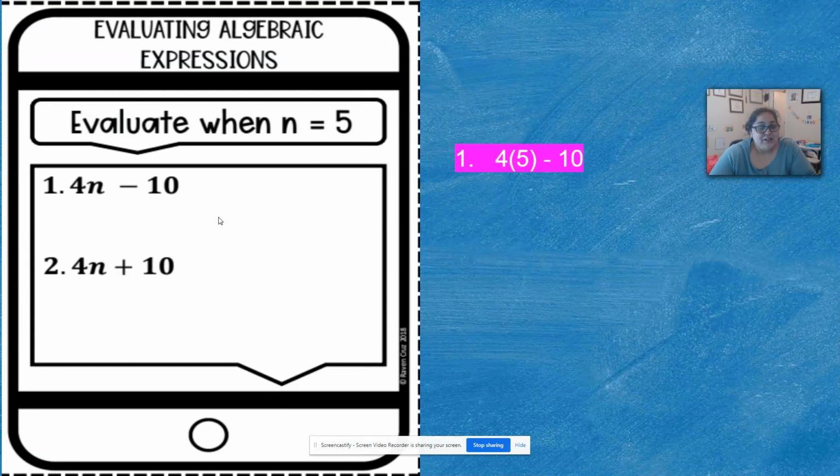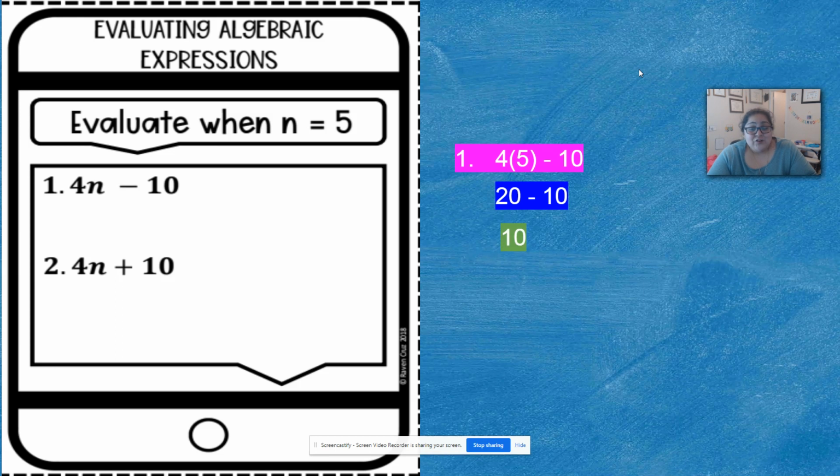So the first thing we did was, notice that I'm trying to use the same colors that we wrote our steps in. We substitute the value. So they said evaluate n is 5. So everywhere I see the letter n, I'm going to put 5. So that was my first step. My second step was to do order of operations. Well, I only have the parentheses where I substituted. This parentheses right here means that I am multiplying. The invisible symbol for multiplication would be the parentheses. So I get 20 minus 10.